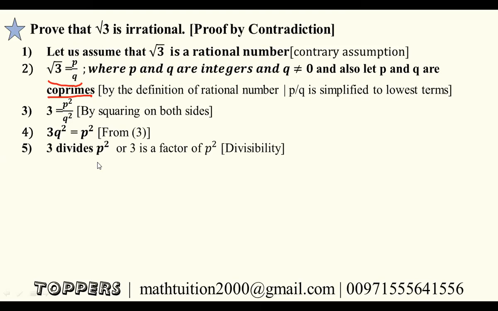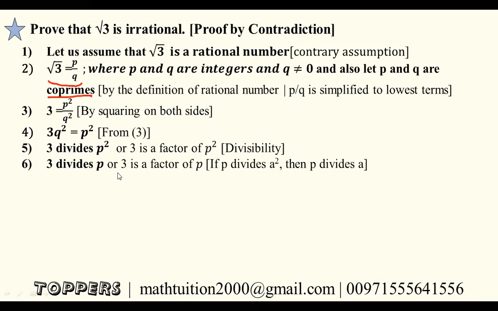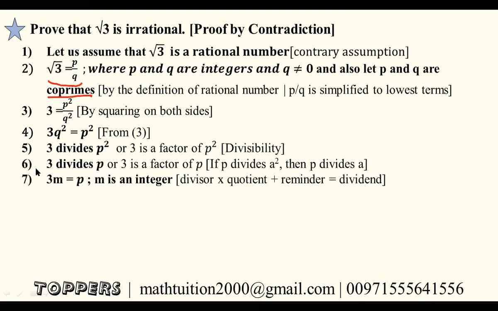Now, 3 divides P square, or 3 is a factor of P square, right? Because 3 into Q square equal to P square means 3 is a factor of P square. It means 3 divides P square. Now what can we say? 3 divides P, right? 3 divides P, or 3 is a factor of P. That is a theorem: if P divides A square, then P divides A. Next, since 3 divides P, 3 multiplied by some integer will give you P. So 3 times M, 3M equals P, where M is an integer.